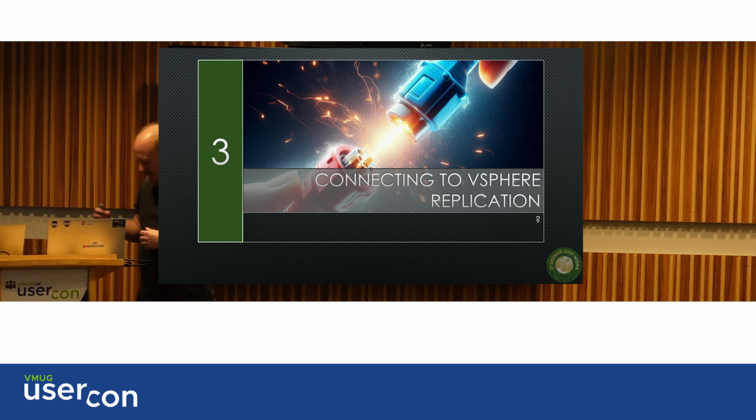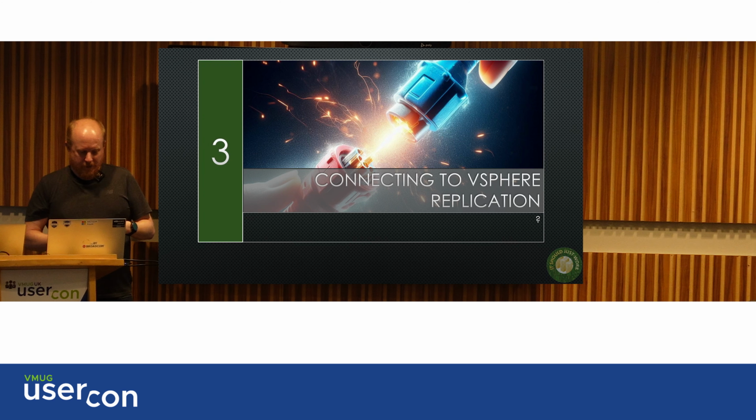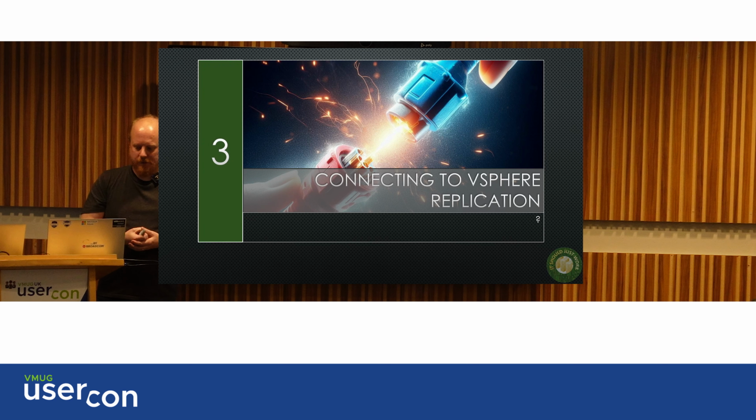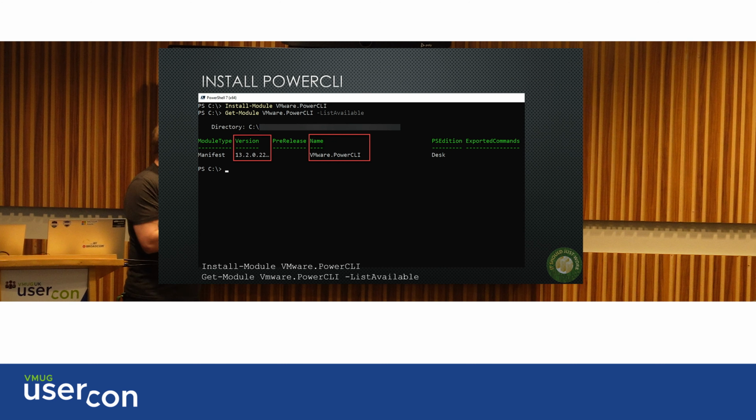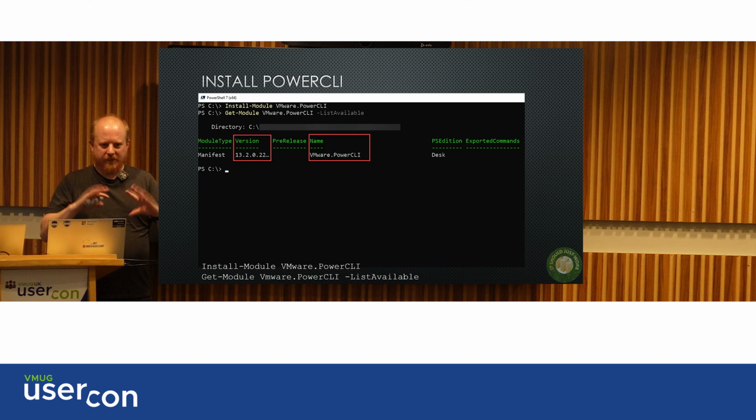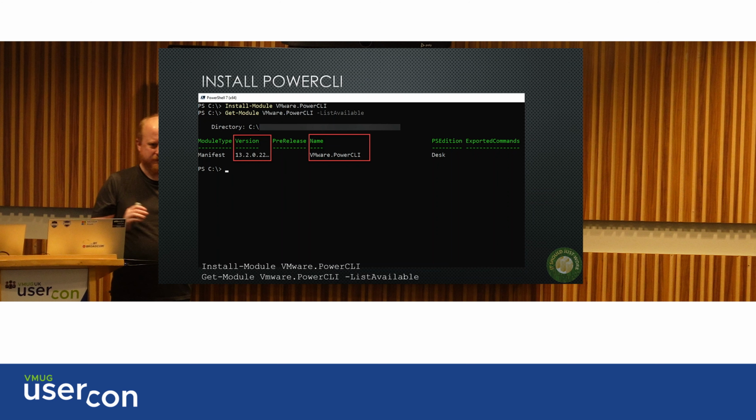So let's have a look at how it works. I'm going to start with connecting to vSphere replication. Well, actually, before that, I'm just going to make sure we've got PowerCLI installed. For that, we use Install-Module VMware.PowerCLI. If anybody wants these, I've got a QR code at the end with the slide deck and a load of links to posts on how to do all of this.